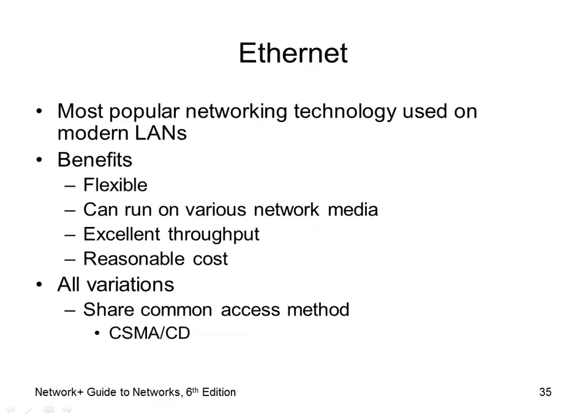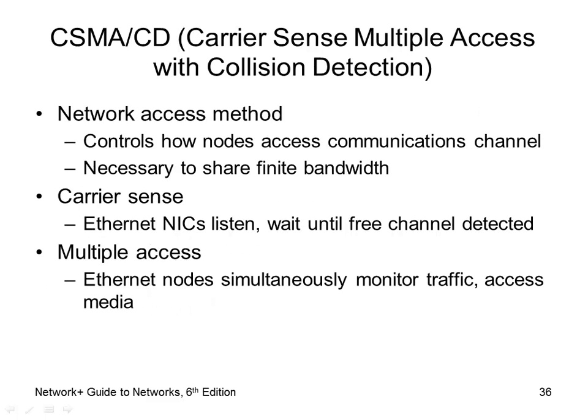So Ethernet is by far the most popular technology. Ethernet's flexible, it can run on lots of different media, and it's pretty reasonable cost. They share a common access method, and this is an acronym you're going to need to know: CSMA/CD, and the other one is CSMA/CA. And here we're going to explain it.